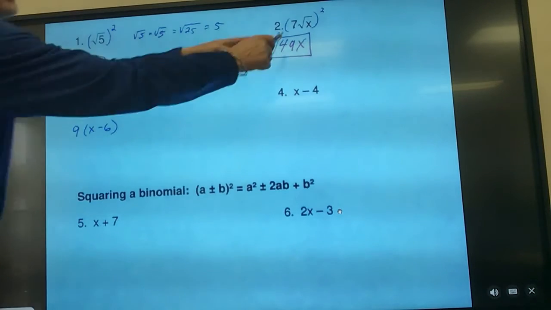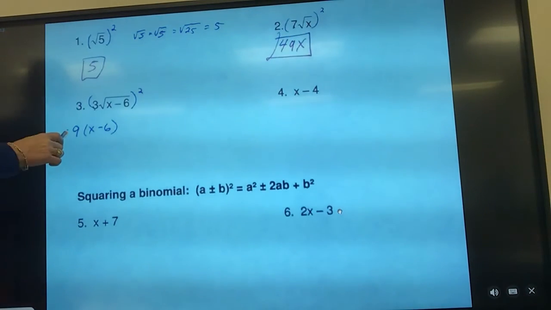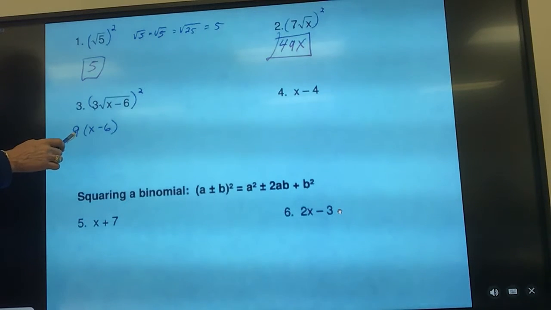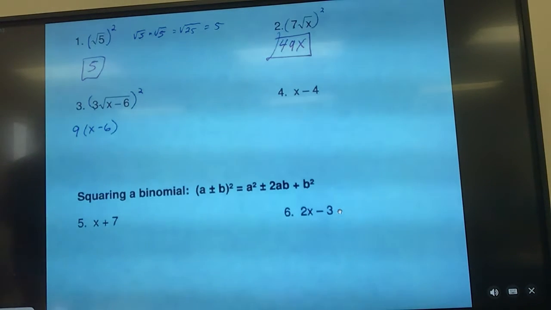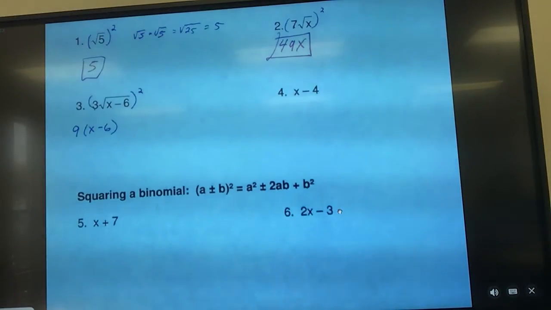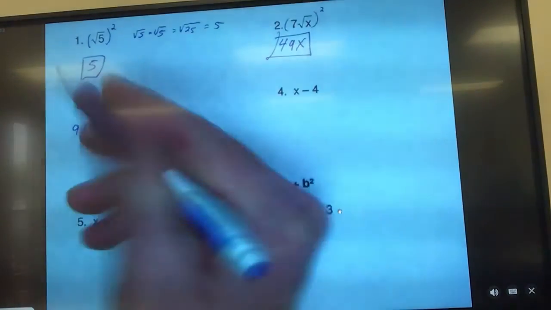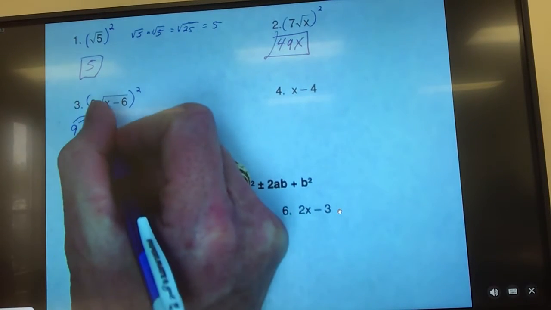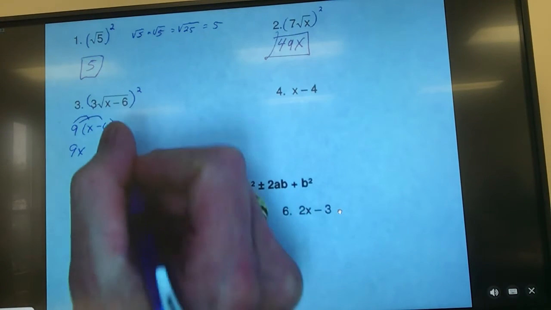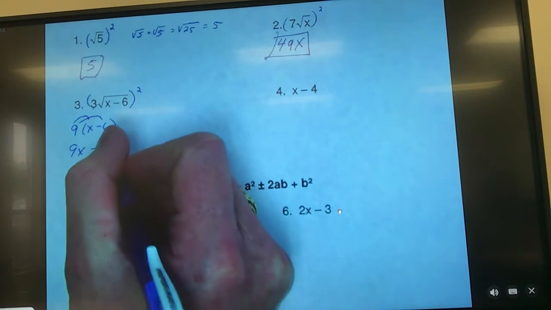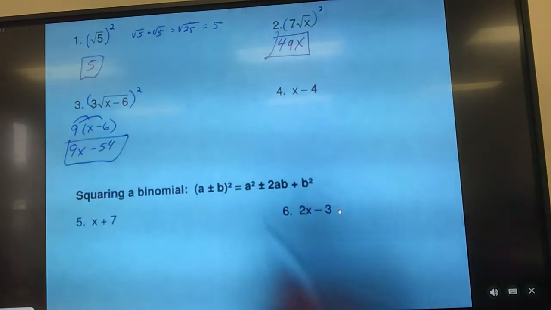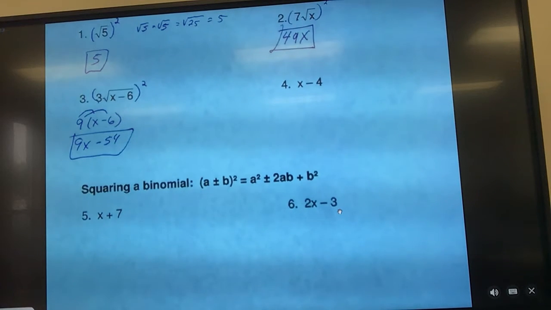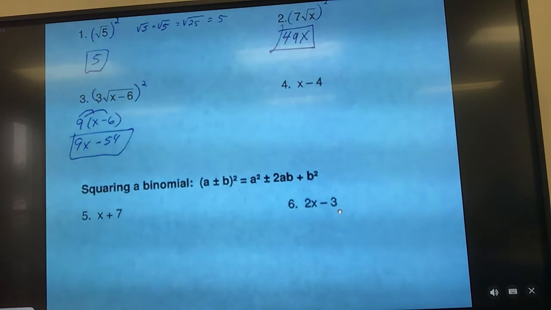Just put it down. The x, just put it down. But now it's being multiplied, right? Because this was multiplied times that, so it's multiplied. So I'm going to use the what property? Starts with a D. Distributive property. So here we go. 9 times x is 9x. 9 times negative 6 is negative 54. Good. Can't combine those two. They're not like terms. Okay. Moving on to the next one.